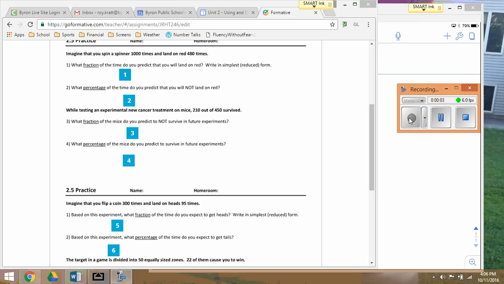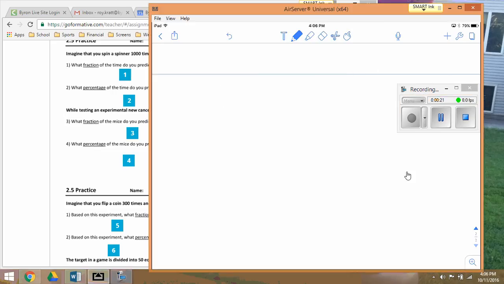All right, and for question 4 here, it says, what percentage of the mice do you predict to survive? So it says to survive, and in our problem up here, the number 210 represents how many survive. So 210 out of 450, and we got to change that into a percent. So 210 out of 450, let's go ahead and start that. We have 210 out of 450 mice survived.